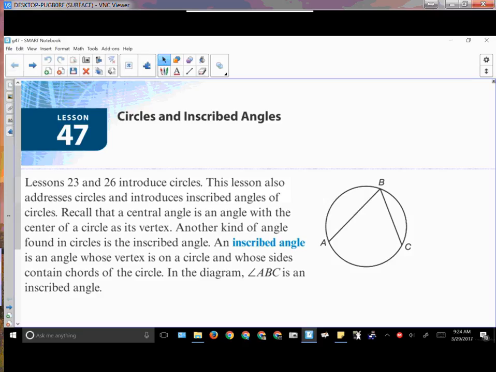So, there are two possible things that we've got to deal with. One of them was what happens if the vertex of the angle is on the center. Taken a look at that already. What happens if the vertex is going to be on the outside of the circle or on the edge of the circle? That is when we get an inscribed angle.